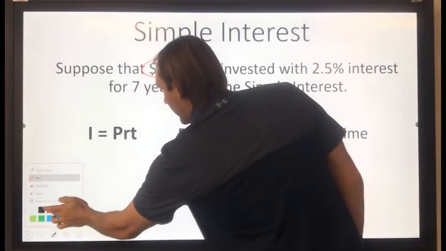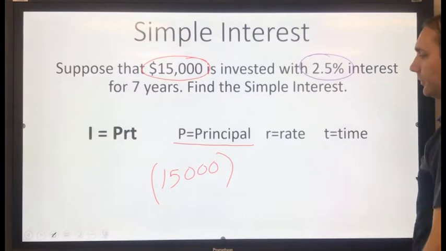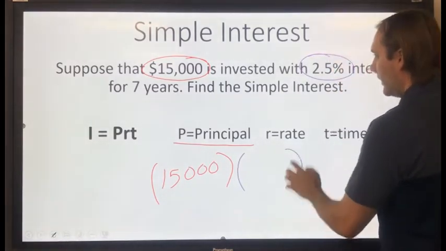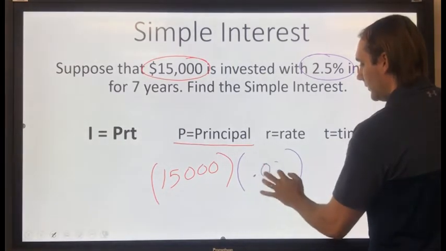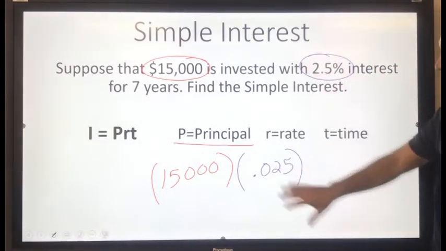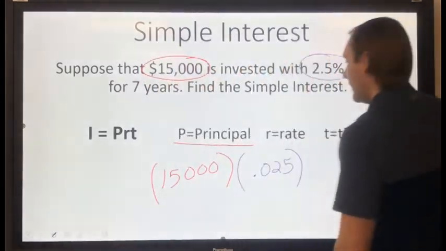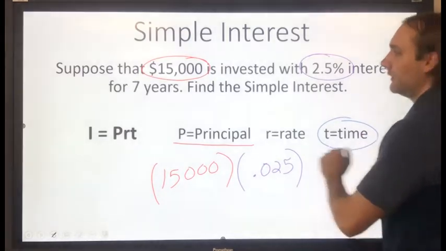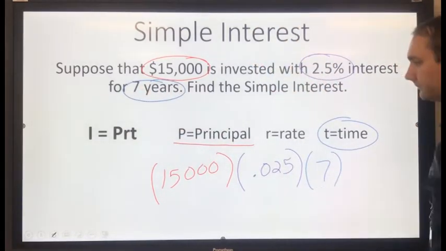And then my R is my rate. My rate here is at 2.5%. Now when you put in here, you have to change this to a decimal. So that's 0.025. So take this number and divide by 100. That's going to give you your decimal value. And then my time. How much time am I investing? In this case, 7 years. So I'm going to put 7.